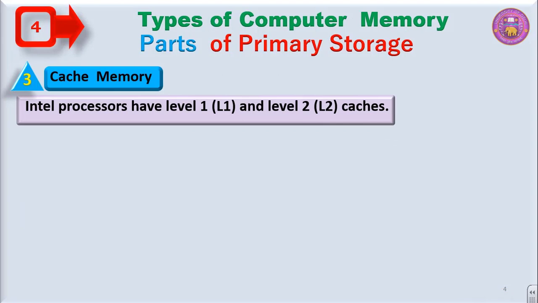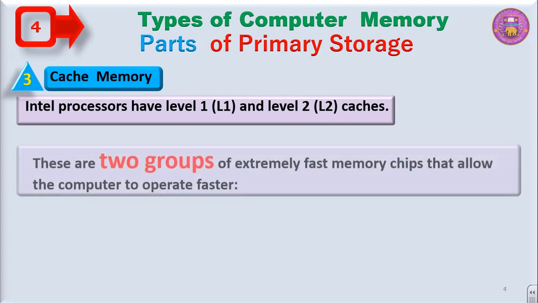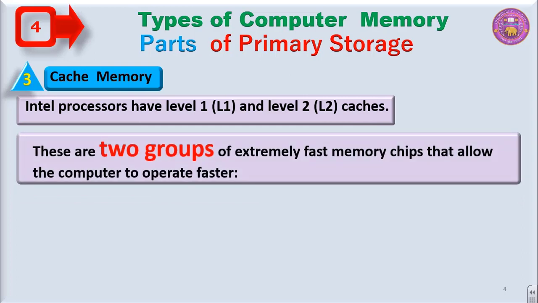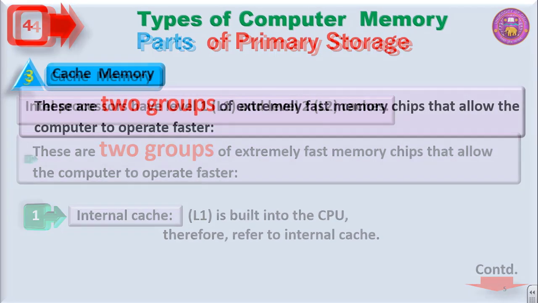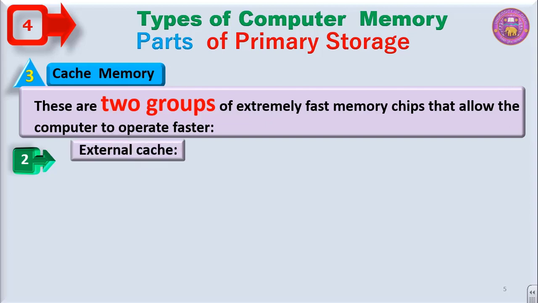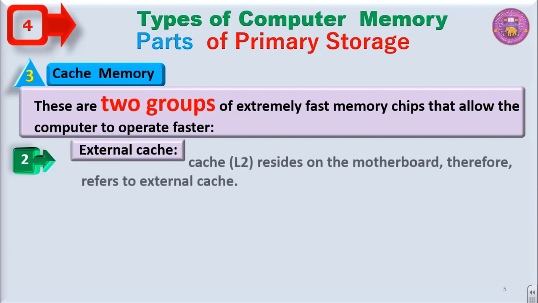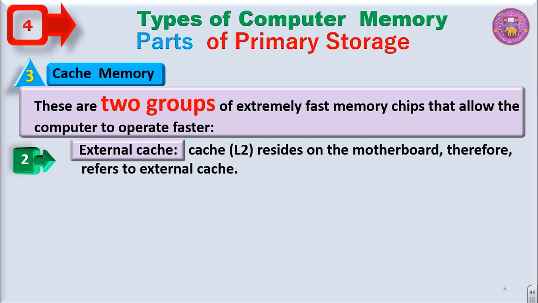Intel processors have level 1, L1 and level 2, L2 caches. These are two groups of extremely fast memory chips that allow the computer to operate faster. The first one is internal cache. L1 is built into the CPU, therefore refers to internal cache. Second is external cache. L2 resides on the motherboard, therefore refers to external cache.